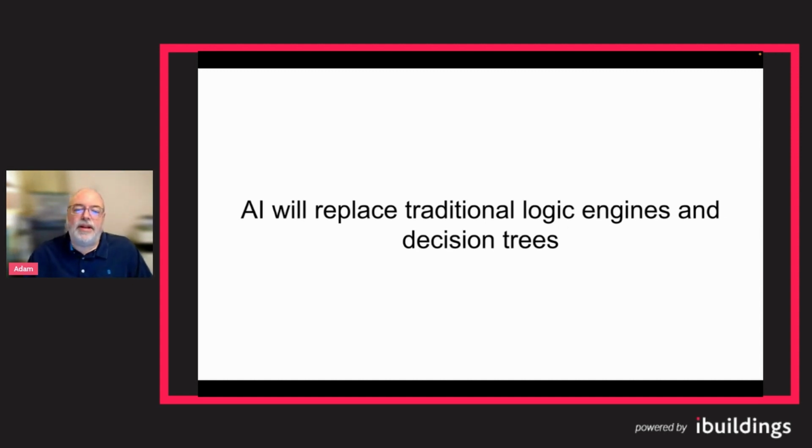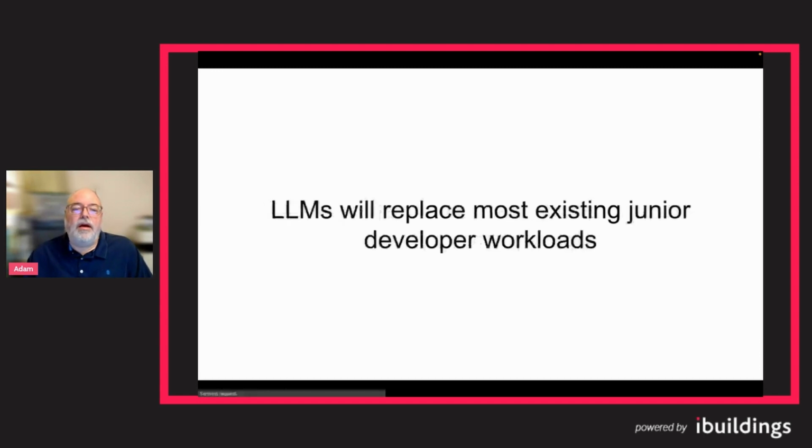I've built a bunch of them, and I would rather do it through AI. And it will replace most existing junior developer workloads. That's a highly controversial one, but I think that's a truth. Like right now, you can draw a picture of a web page, you can show it to ChatGPT, and it will generate the HTML for it. What is that going to do in 10 years?